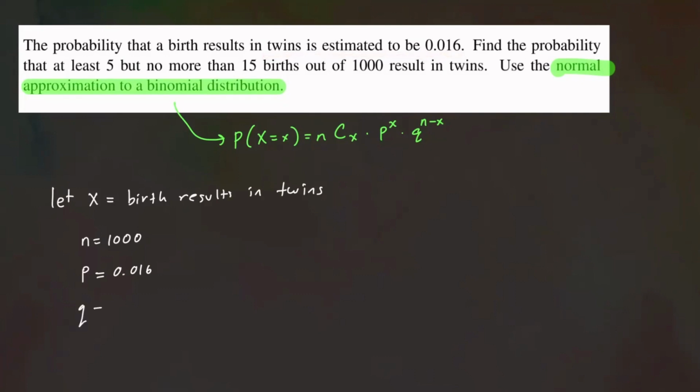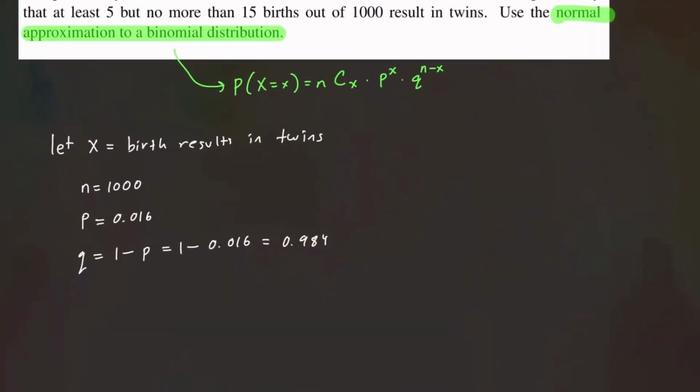Then q is the complement of p, that's 1 minus p, so that'll be 1 minus 0.016. And if you put this in your calculator, you'll have 0.984. Now the next thing we need to find is the mean. So for binomial, we know mean, we denote it by mu, that's going to be n times p. So here n is 1,000, p is 0.016. So that'll give you 16 for the mean. And we're going to need that for the normal approximation.